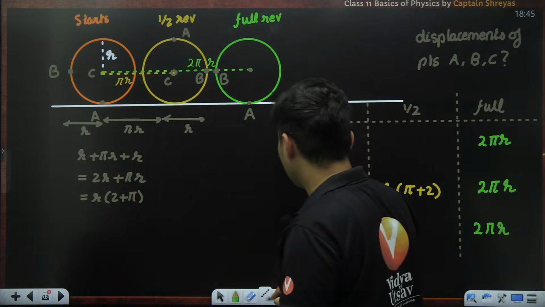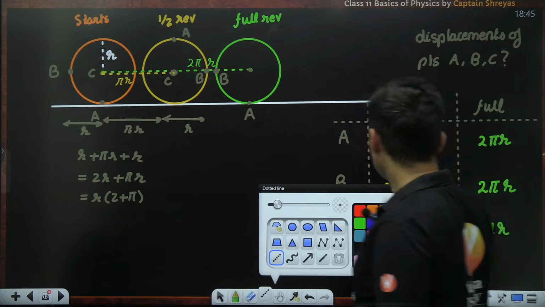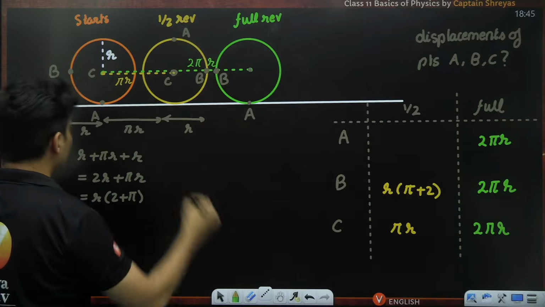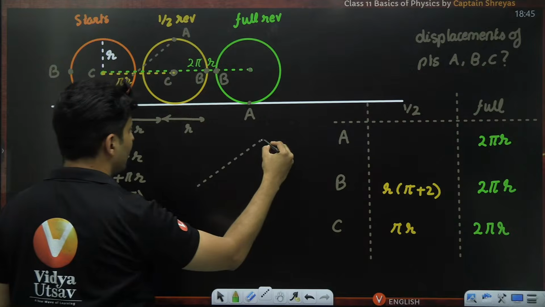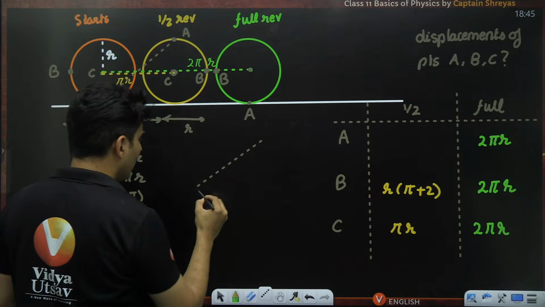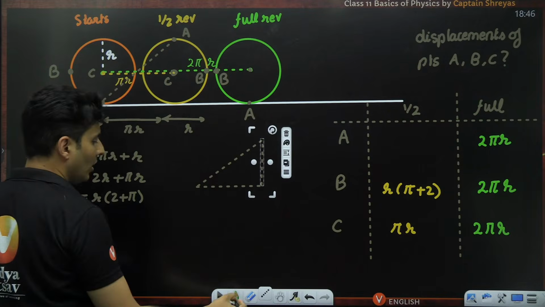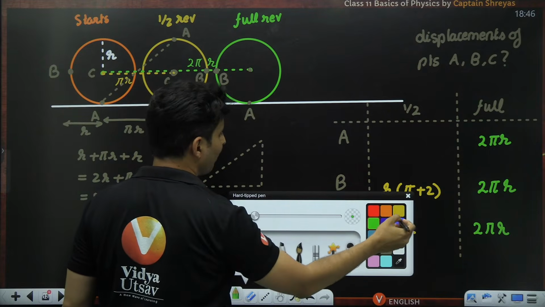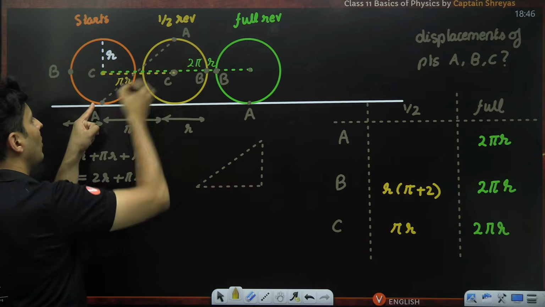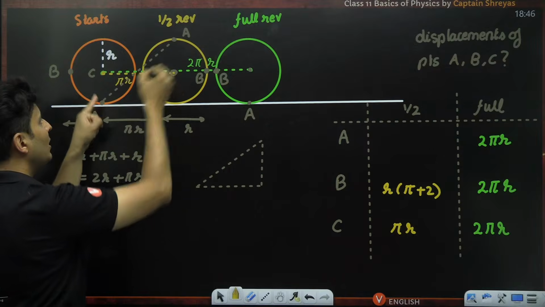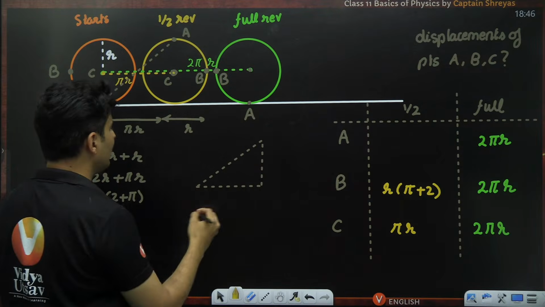Well, it's very interesting, guys. If you notice point A, where it has gone, see, it has gone here. So technically, it has gone like this. Oh my God, point A has gone like this. So how much is the base and how much is the height? A lot of you would have got confused by now. See, point A was here, point A is here now. So this is the displacement. A lot of you are thinking it is pi r. No.